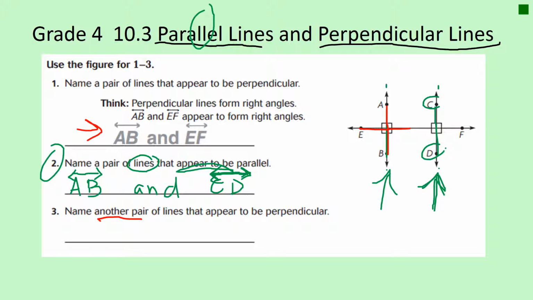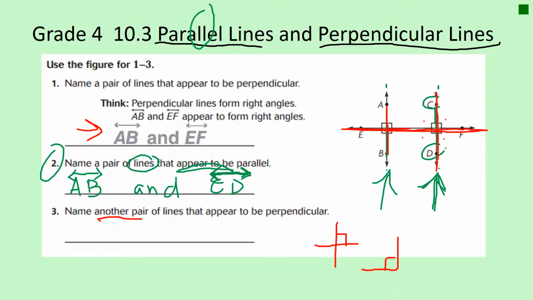Another pair. Now, the word perpendicular means two lines that intersect to form a right angle. It can even look like that. And two line segments can be perpendicular too. So you see all these symbols for right angle. So let's see. Line CD, again, is perpendicular. Oh, look, this line's going to be the same as number 1, and that's okay.